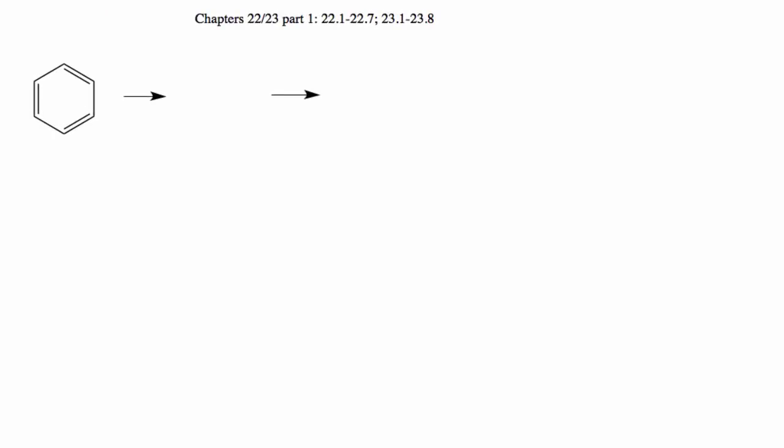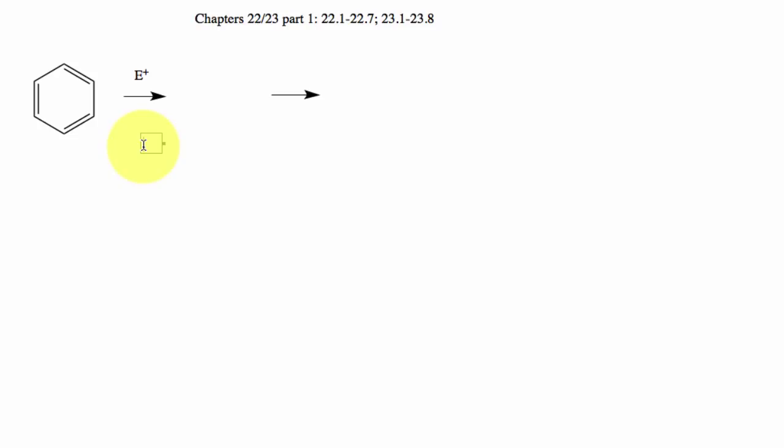In chapters 22 and 23, we are going to be looking at reactions of aromatic systems. The first of these two videos deals with the mechanism of the reaction and how it affects selectivity of the reaction. That is sections 22.1 to 7 and 23.1 to 8.